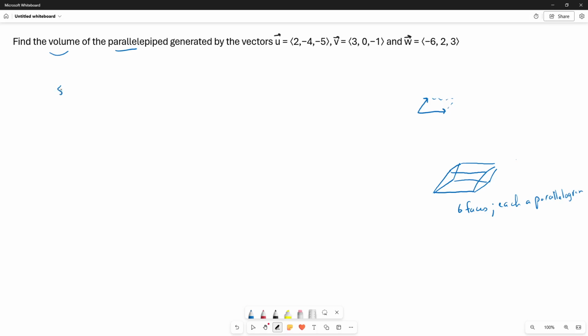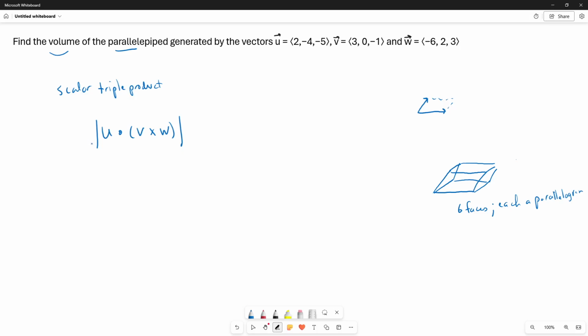We have to use something called the scalar triple product of the 3 vectors. And it doesn't matter which order you put these in. You take one of them and you dot it with the cross of the other 2. Now, the scalar triple product is sensitive to the order of the cross product, but the volume of the parallelepiped is going to be, we're going to put these absolute value bars.